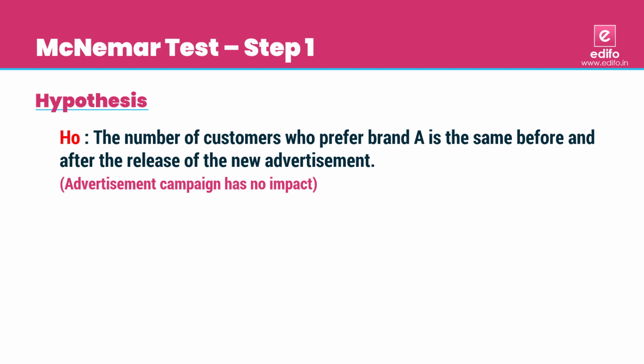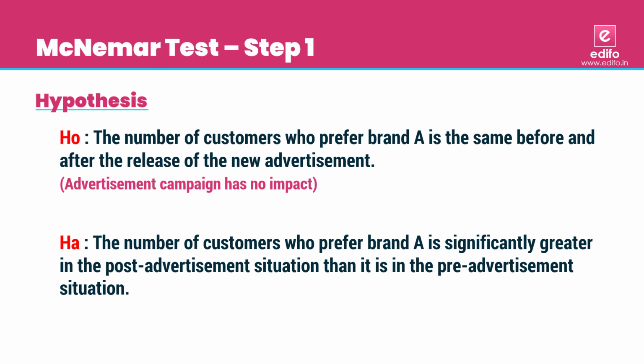The alternate hypothesis is the number of customers who prefer brand A is significantly greater in the post-advertisement situation than it is in the pre-advertisement situation. That means after the advertisement campaign, the number of customers who prefer brand A increased. Or we can say from other brands, the customers are shifting to brand A after the advertisement campaign. That means the advertisement campaign has an impact.